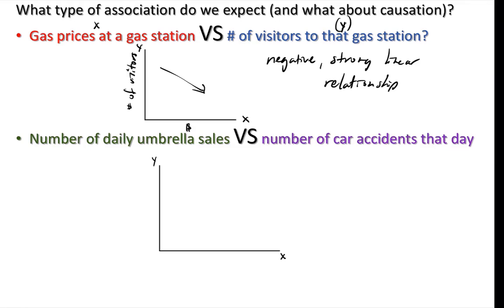So they're trying to see, I'm guessing, umbrella sales versus number of car accidents.